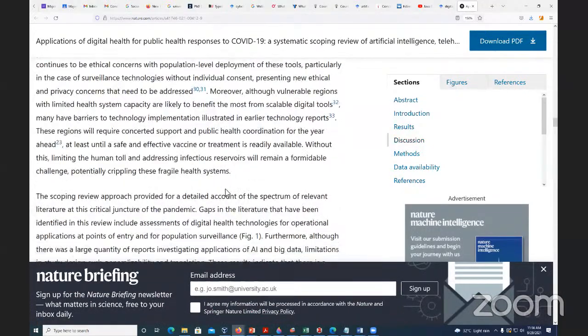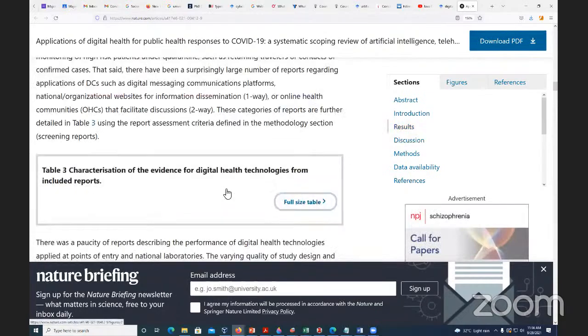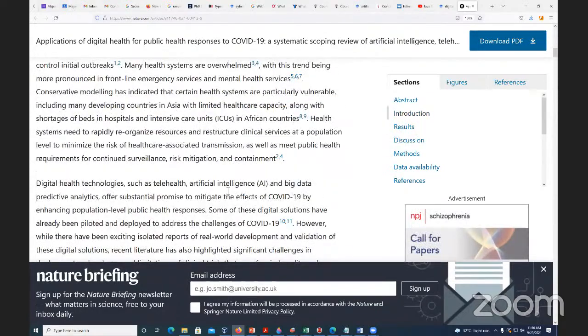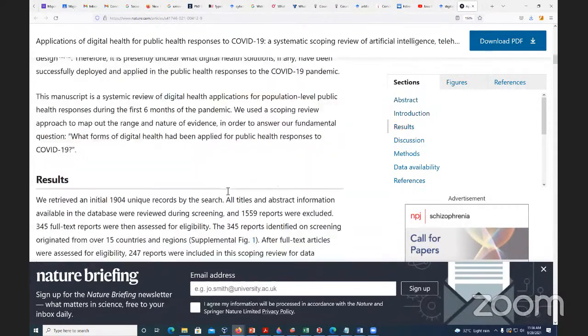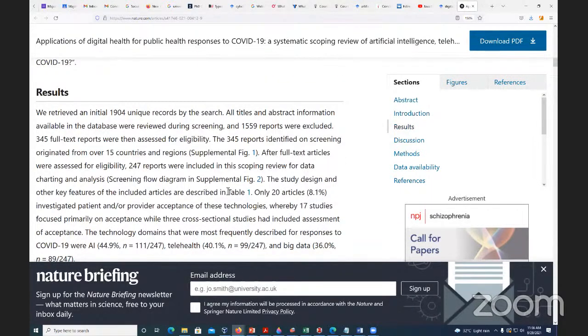I'm actually looking at it and going, that's interesting. I'm actually looking for the method. I don't see the methods. I'm actually fascinated here. So this paper has an introduction and it goes straight to results. So let me see what it said it did.